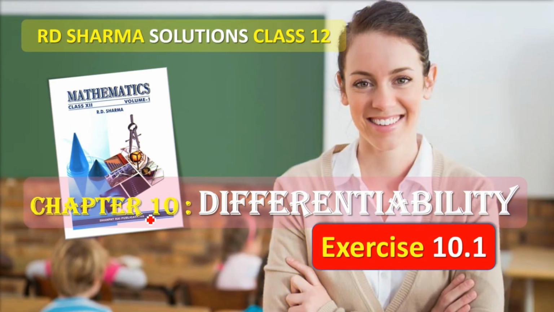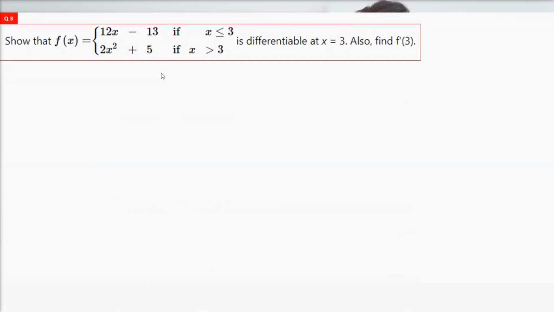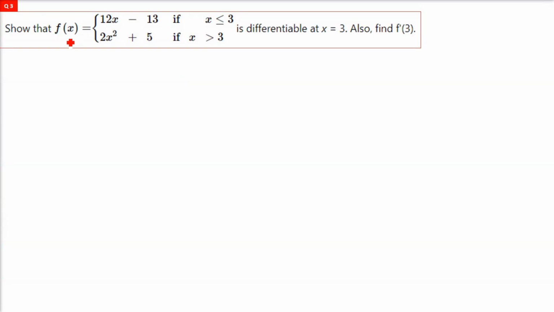This is R.D. Sharma solution, class 12, chapter 10, differentiability. Exercise is 10.1. Show that f(x) is equal to these two functions when x is less than or equal to 3 and x is greater than 3. So there are two functions here and we have to show that they are differentiable at x equals 3. Also, we have to find f dash 3, that is the derivative of this function.